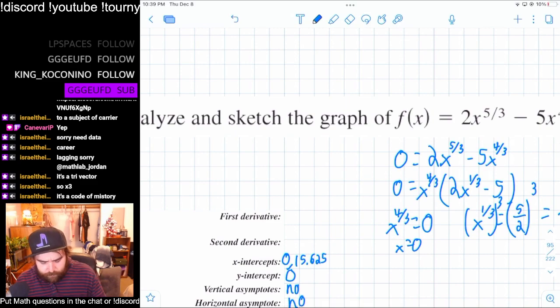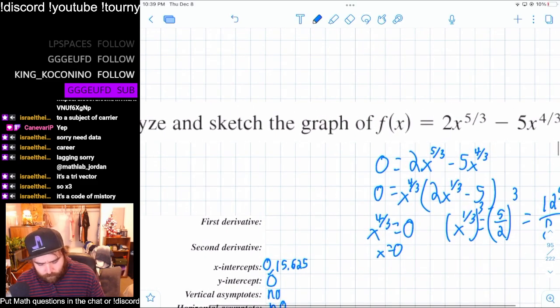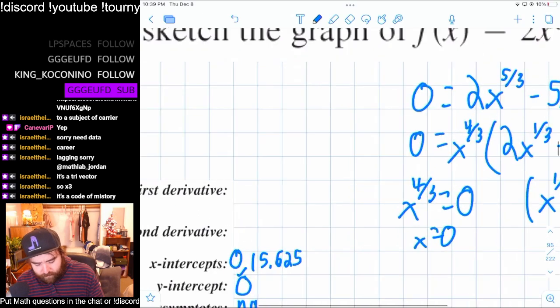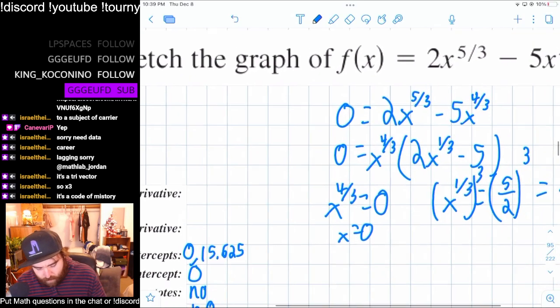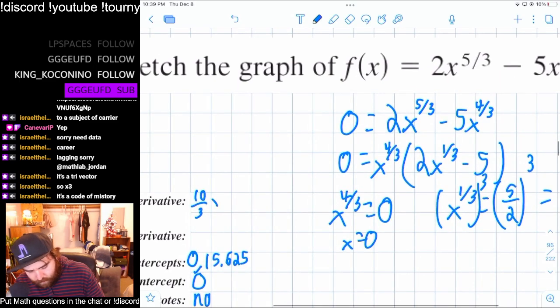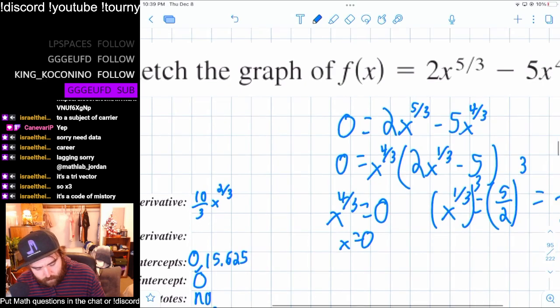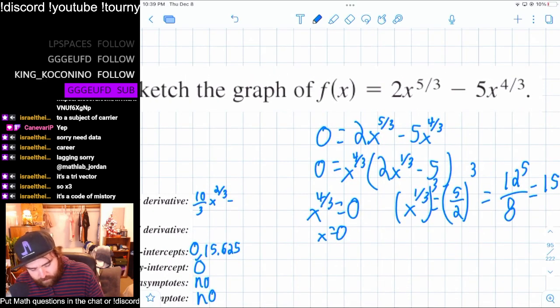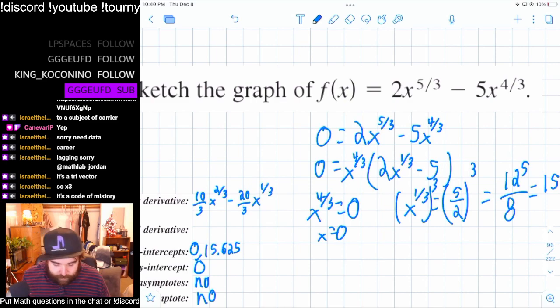So the first derivative that we can do, that's a power rule. So the first derivative, it's easy enough to just write here. It's going to be 10/3 x to the 2/3 minus 20/3 x to the 1/3.